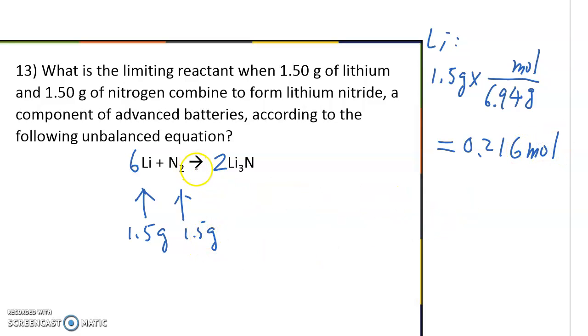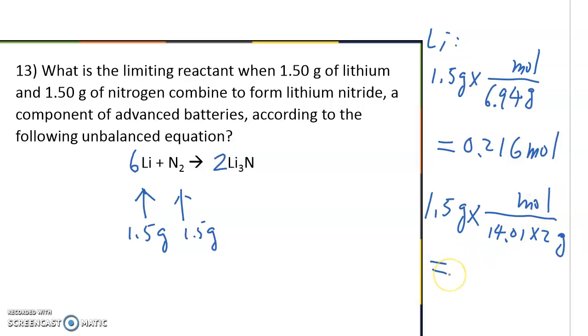Okay, so what about nitrogen? Nitrogen, 1.5 gram multiplied by, because it's a diatomic molecule, 14.01 times 2 grams per mole. Let's see what I have. It will be 1.5 divided by 2 times 14.01. That gives me 0.0535 mole.